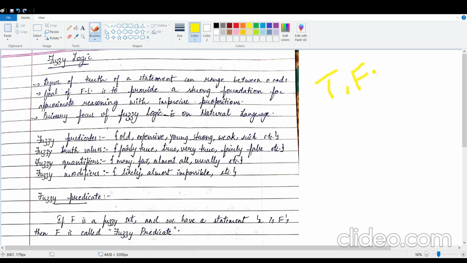But fuzzy statements are different. The reason being, you cannot say whether a statement is completely true or completely false. You've already seen why this is happening. In order to challenge them or try to understand them, we're going to use fuzzy logic. As I've already mentioned, we do not have just true or false here. We have a degree of truth of a statement that can range between 0 and 1. So there are infinite possibilities here.